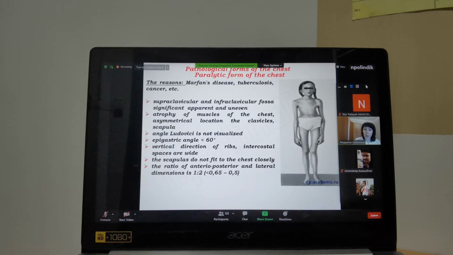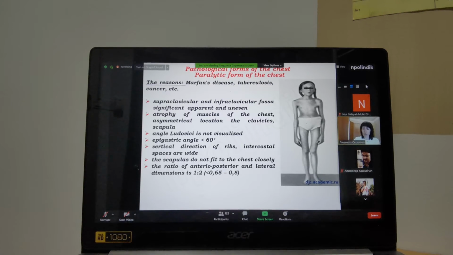3 to 4. We have many pathological types of the chest. I will try to explain a little bit about this. The paralytic form of the chest is typical for some cachectic patients. I hope you remember what cachexia is. It is also typical for tuberculosis, cancer, and Marfan disease, a genetic disease.